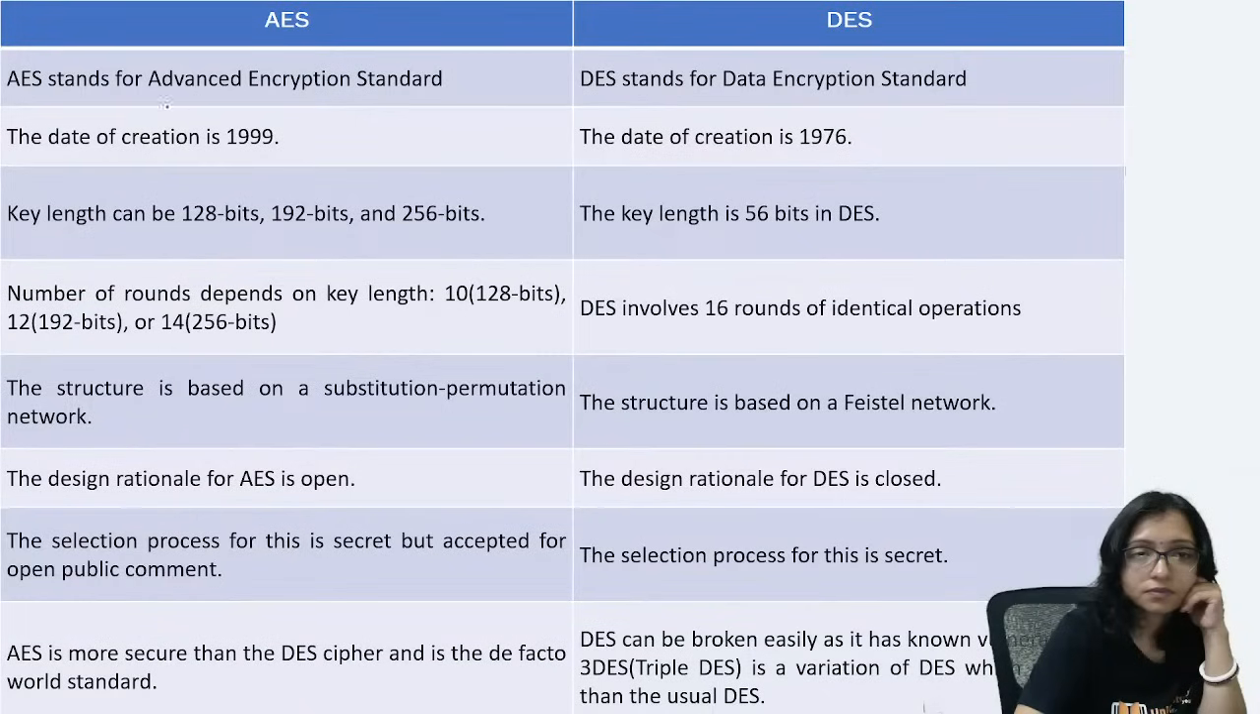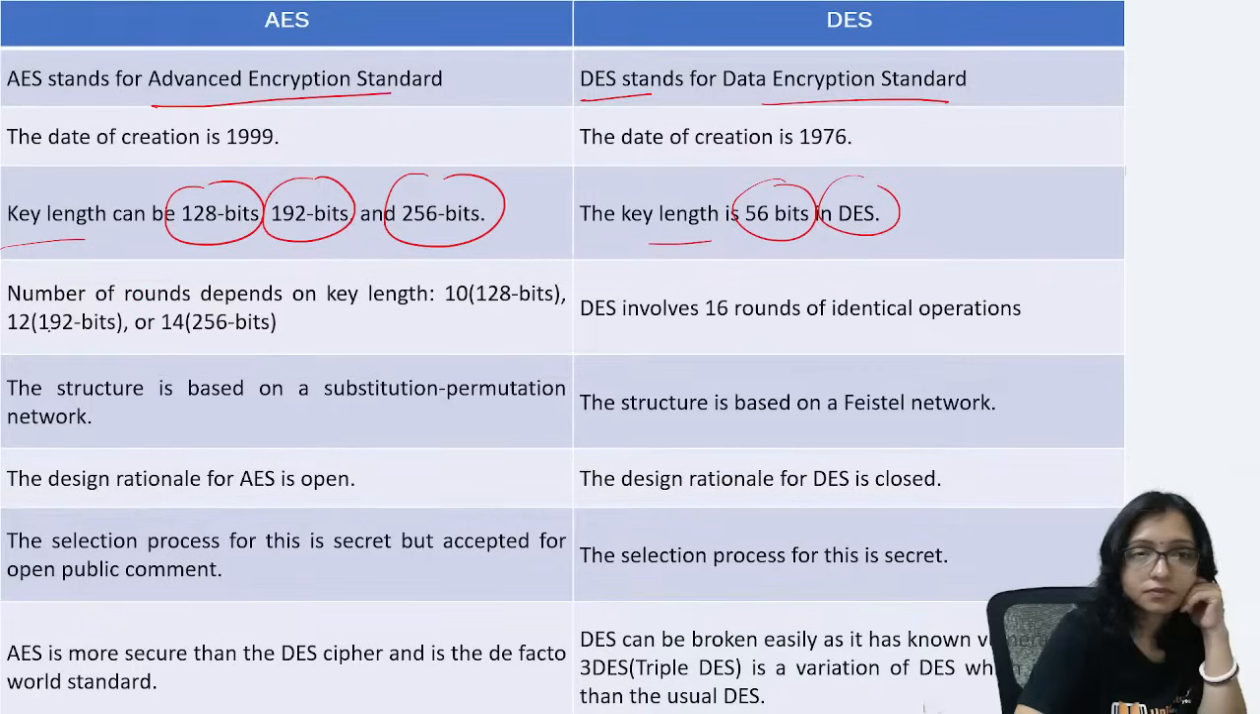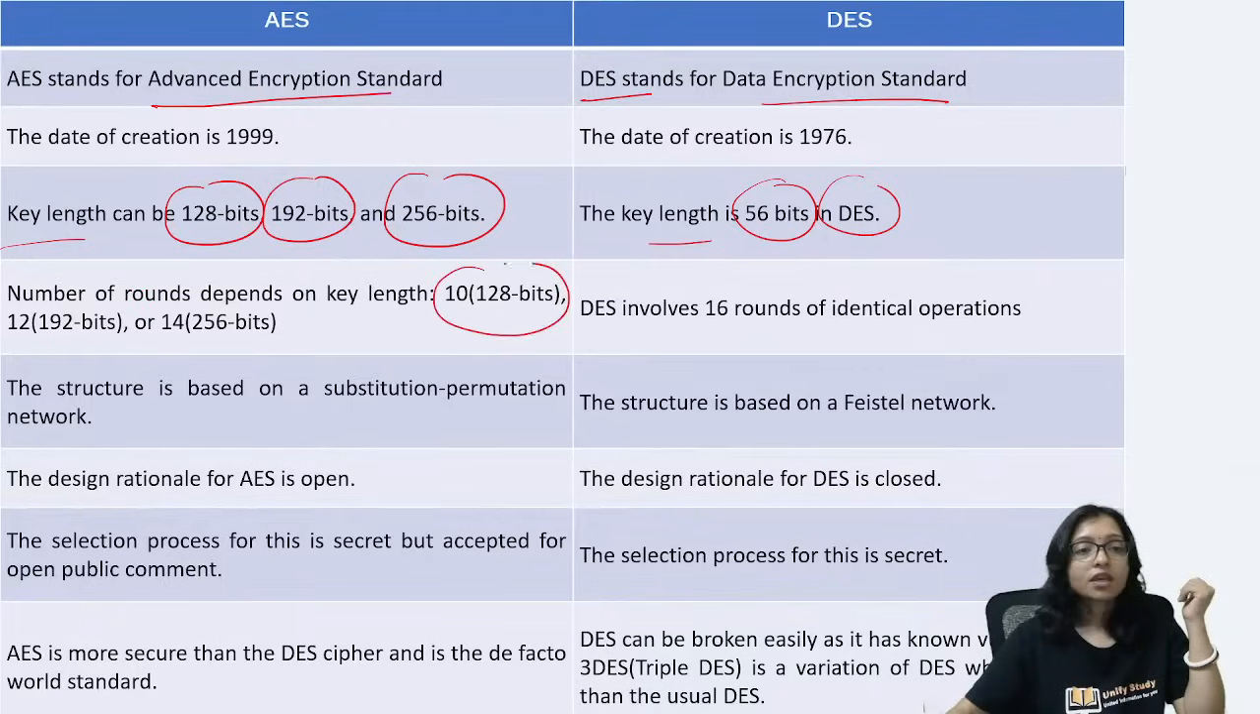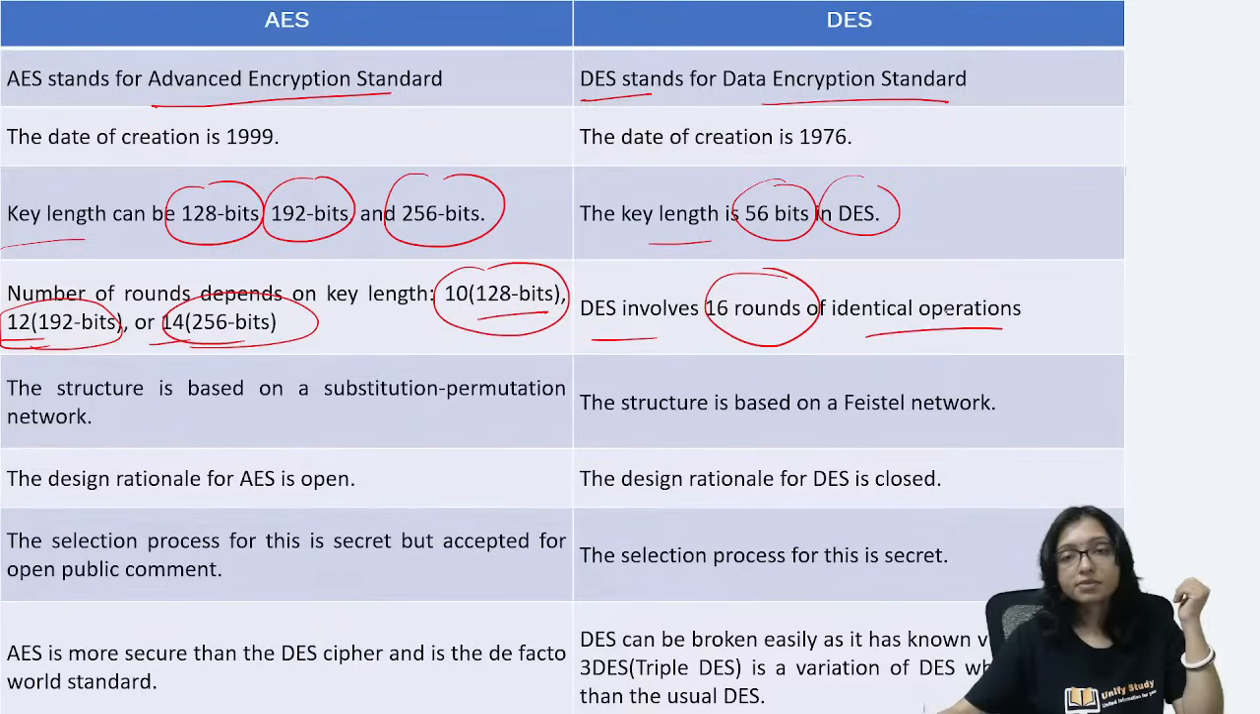AES stands for Advanced Encryption Standard. DES is Data Encryption Standard. Key length is 128, 192, 256 in AES; here the key length is 56 in DES. The number of rounds is 10 for 128, 12 for 192, 14 for 256. DES involves 16 identical rounds of operation. The AES structure is based on a substitution permutation network.